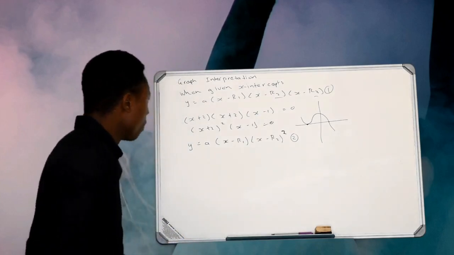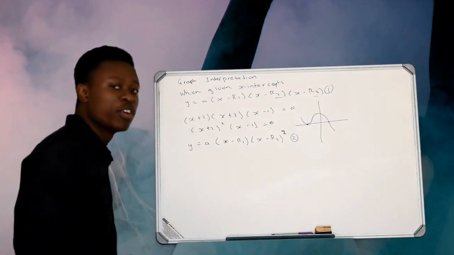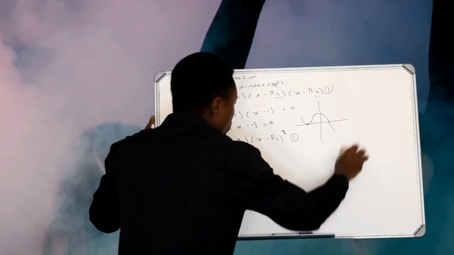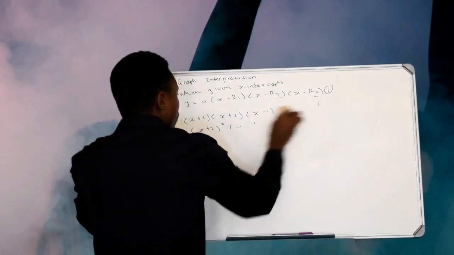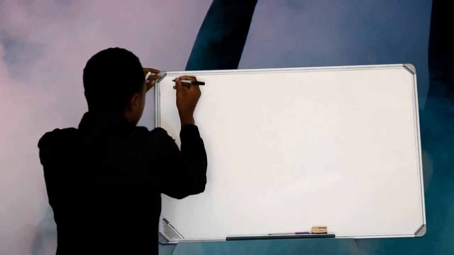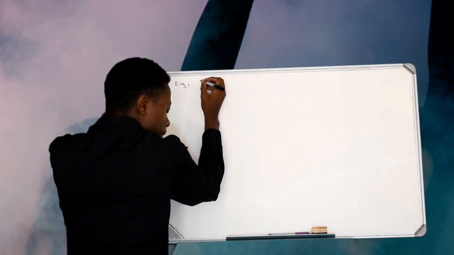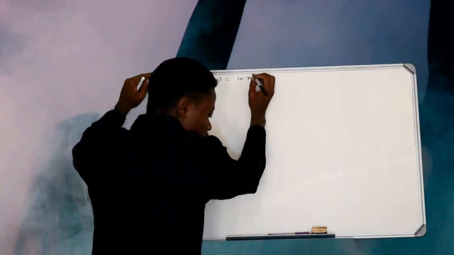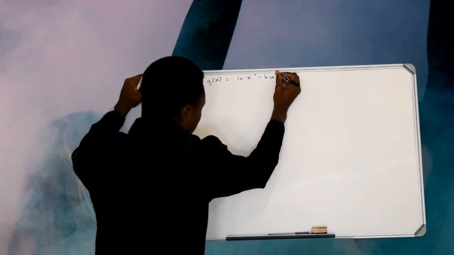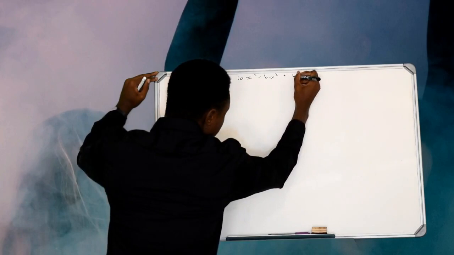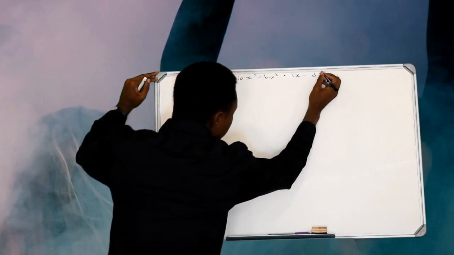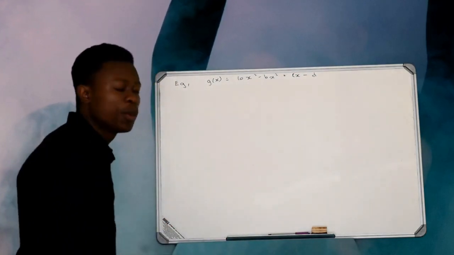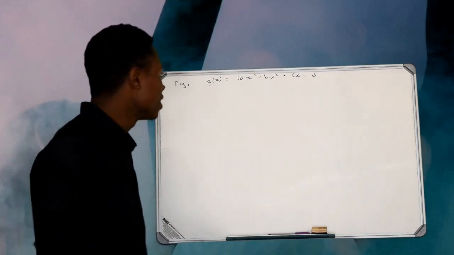When we are given, let's say, both turning points, or we are given a turning point and the coordinates. Let's look at an example. Okay, so my example 1 says, g of x is equal to 10x cubed minus bx squared plus cx minus d.